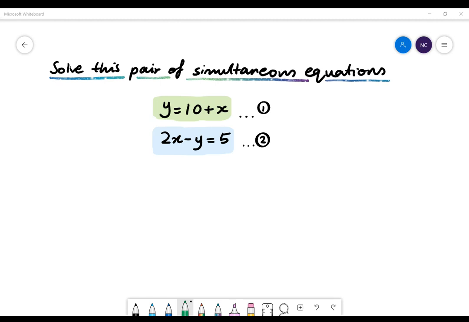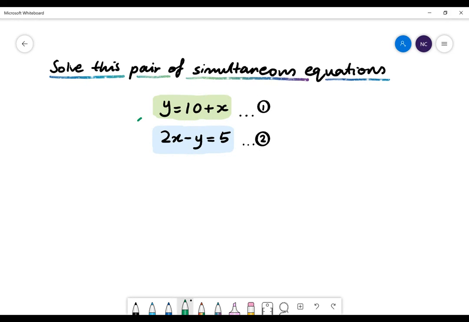Solve this pair of simultaneous equations. Y is equal to 10 plus x is our first equation. 2x subtract y equals 5 is our second equation. To use the substitution method, we need to have one of the variables as the subject of the equation. This has already been completed in our first equation. Y is already the subject. So what we can do is we can already substitute equation 1 into equation 2.